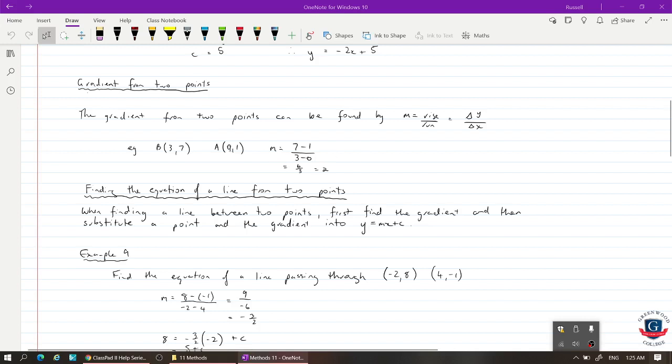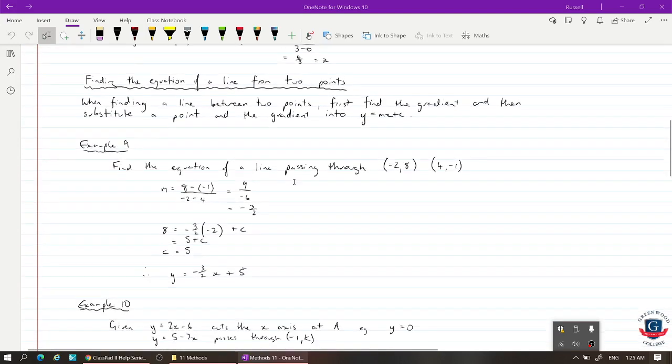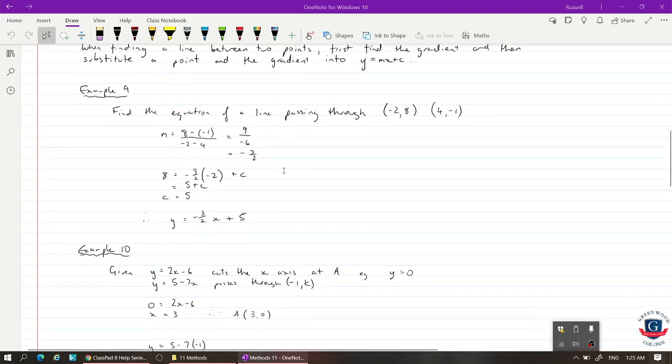Once we have the gradient and a point, we can then find out the equation of a line. So here's an example where we do that. We're given 2 points, we want the equation of the line. We start by finding the gradient. The change in y, it's going from 8 to -1. That's a change of -9. Or have I gone the other way? All right, I think I've gone from here to here. Okay, so from -1 to 8, that's a change of +9.